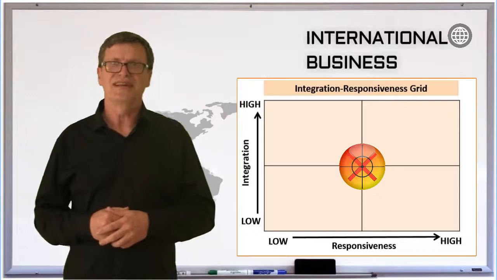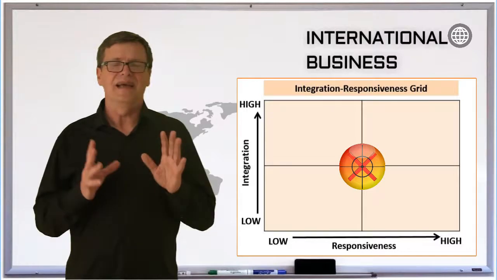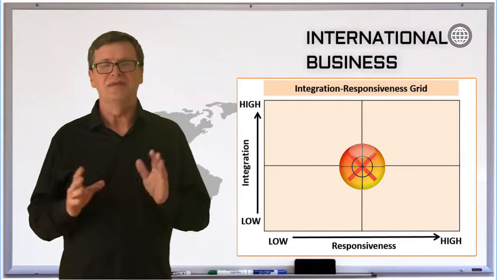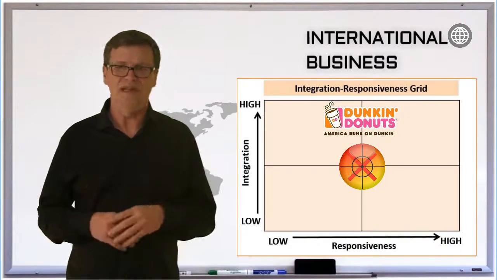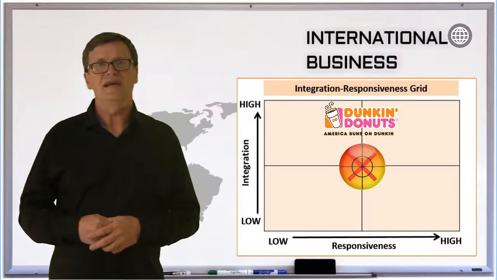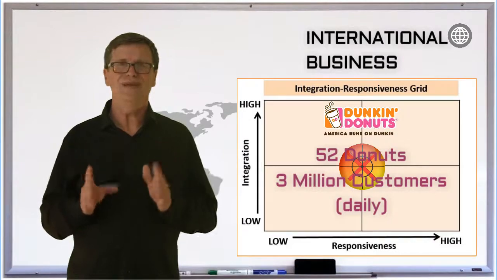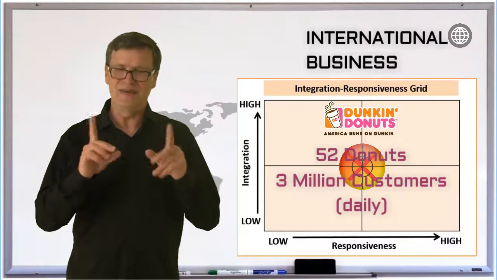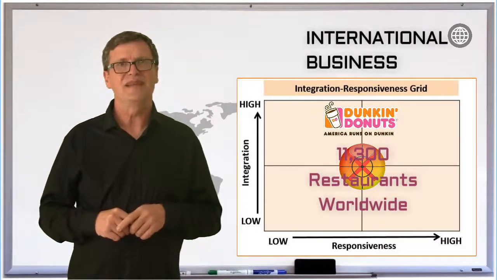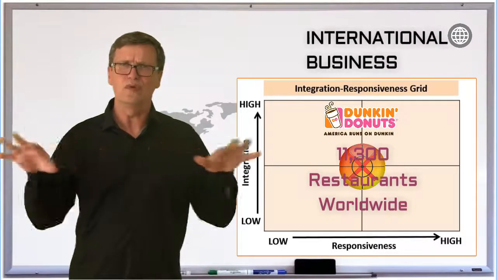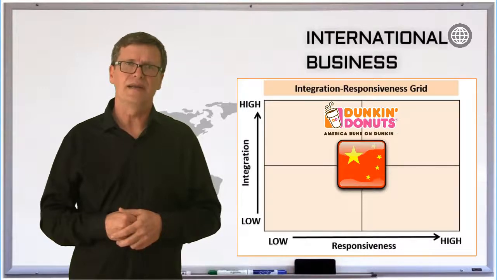To end the discussion on the IR grid, here's an example of how the grid can help analyze a marketplace. Now, Dunkin' Donuts are a U.S. coffee chain and donut chain which was established in the 1950s. And Dunkin' sell more than 52 types of donuts and serve more than 3 million customers around the world every day. And the company has more than 11,300 Dunkin' Donut restaurants worldwide. And China is just one of the foreign markets that Dunkin' operates.